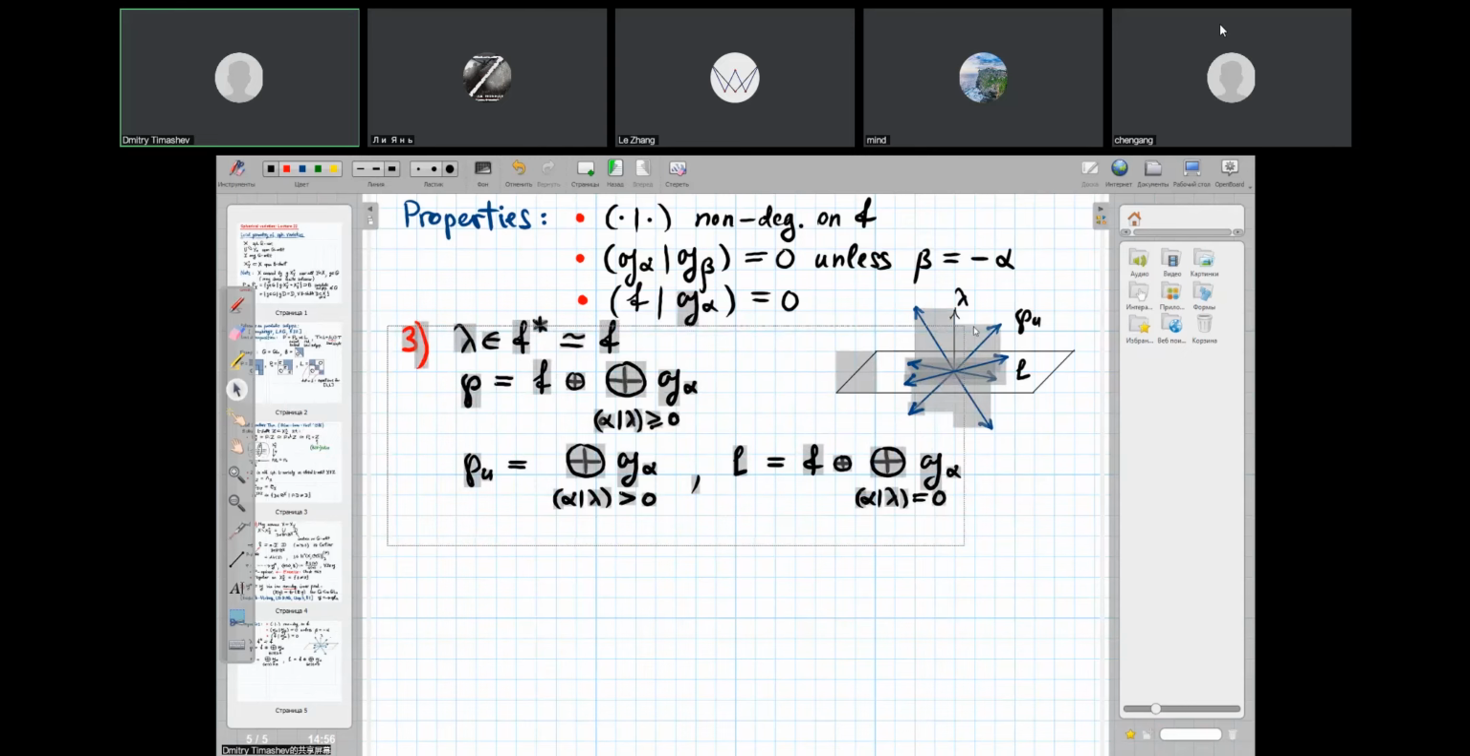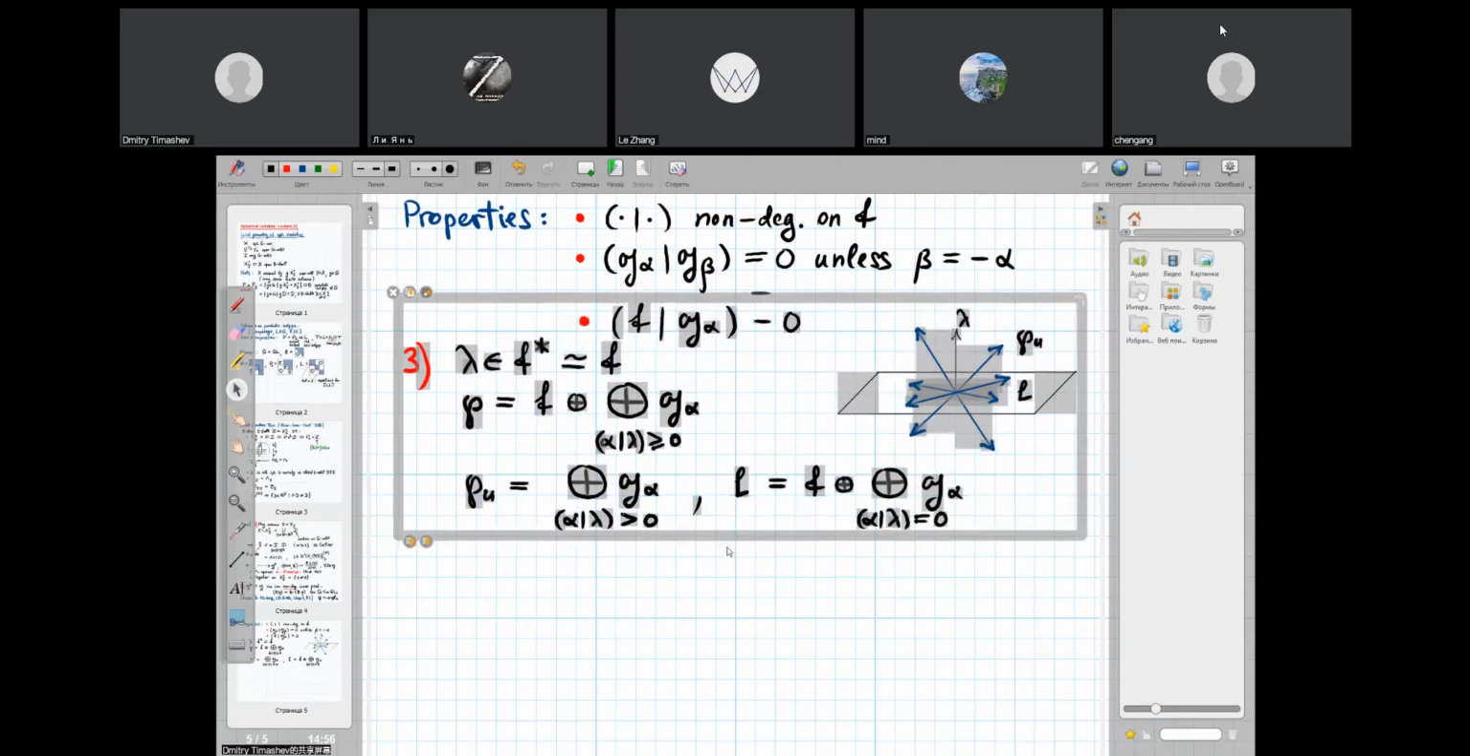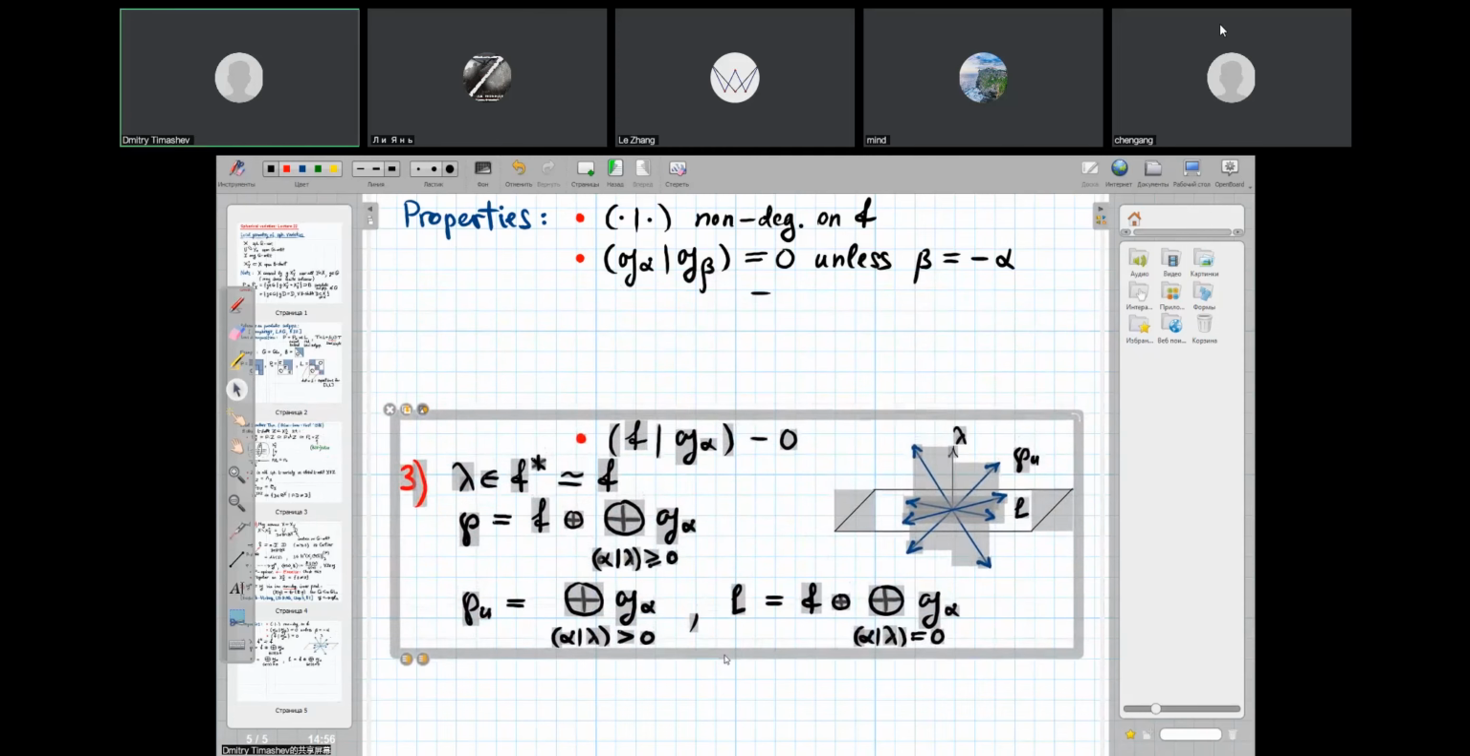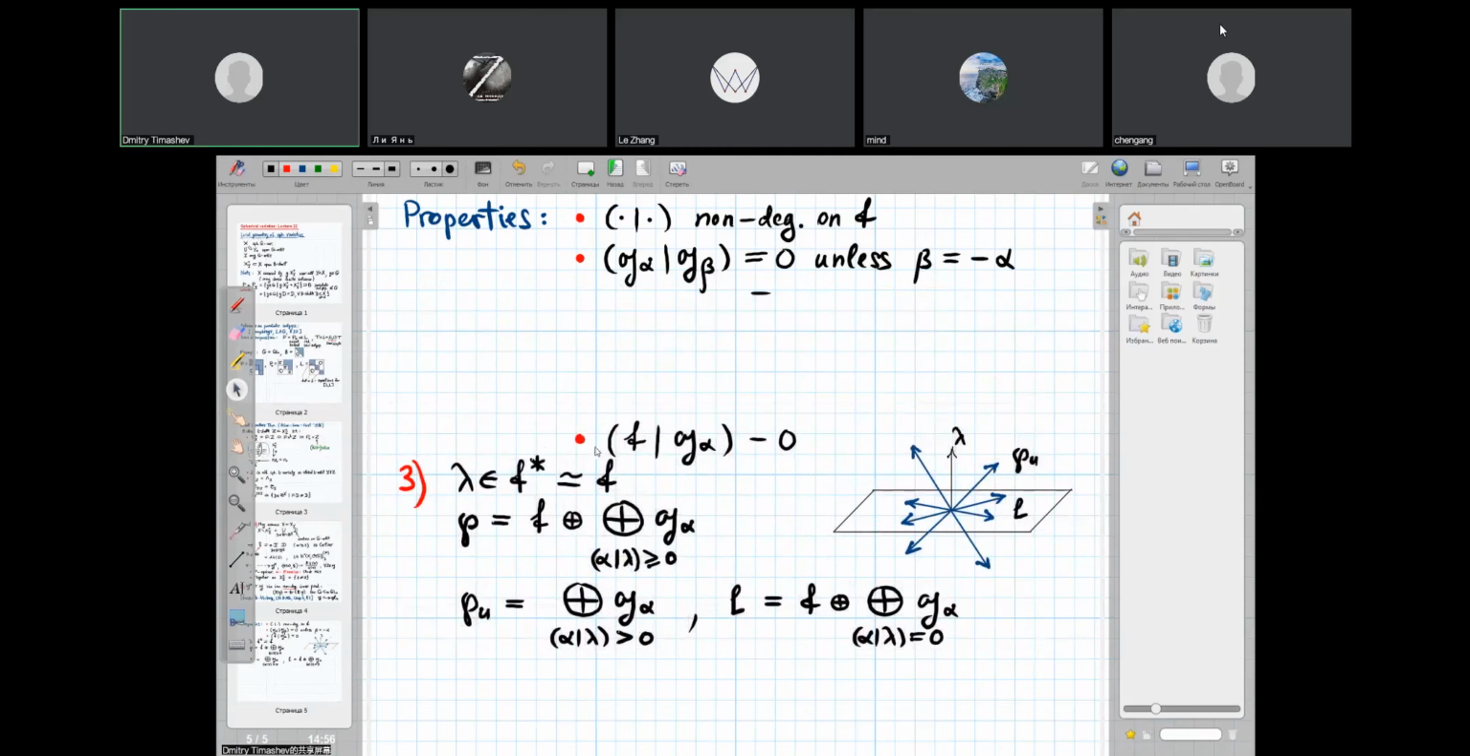Let me do it like this. I will move it to somewhere below. This I will move back.